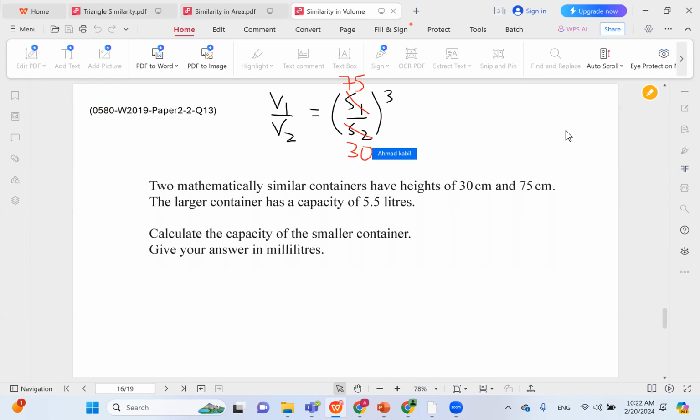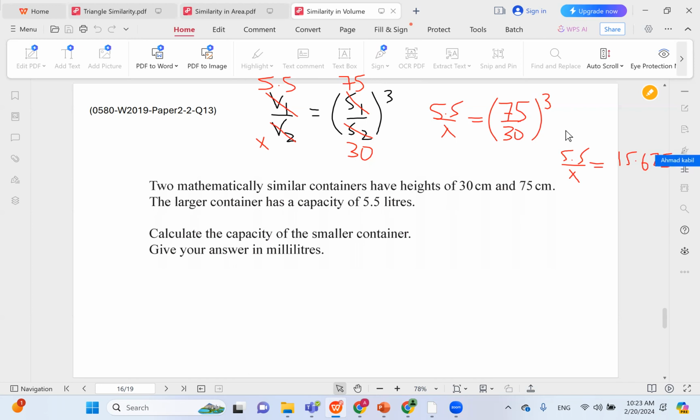The large container has a capacity of 5.5, and we want the capacity of the small container, so x. Now rewriting the equation, we get 5.5 over x equals 75 over 30 to the power of 3. Let's just evaluate the right-hand side on the calculator very quickly. So 75 divided by 30. This gives us 2.5, and then we raise the answer to the power of 3. We get 15.625. So 5.5 over x equals 15.625 over 1.